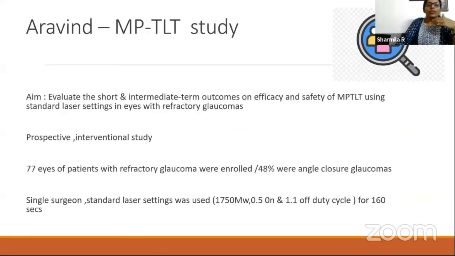So the objective of the Micropulse study was to evaluate the short and intermediate term outcomes on the efficacy and safety of this procedure in eyes with refractory glaucomas.